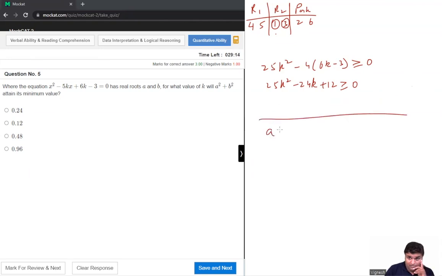Tell me again, you people attempting. A plus b is what? Minus 5k. Good. And ab is 6k minus 3, with a coefficient of 1 over there.